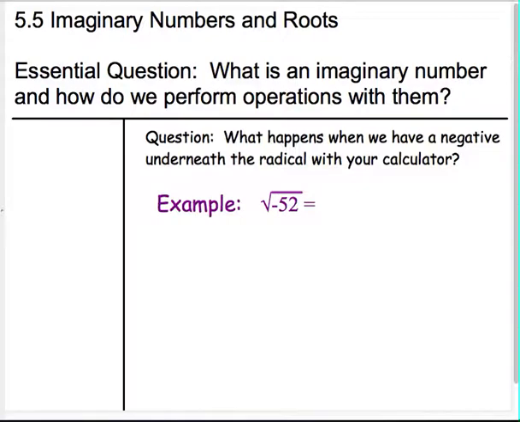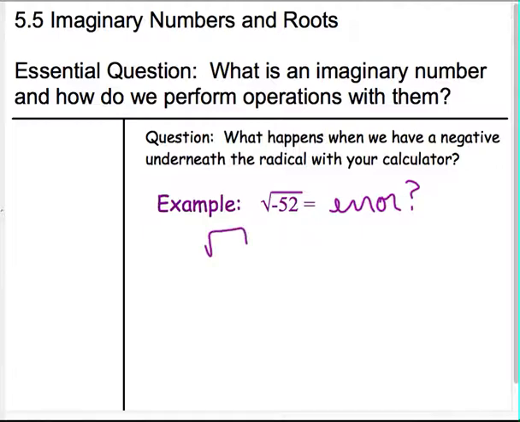If I were in front of a class, I would ask you what happens when you try to take the square root of a negative with your calculator. If you want to take a second to do that, your calculator will give you an error message. Why do we get an error message when we try to take the square root of a negative? Think about what the square root means.